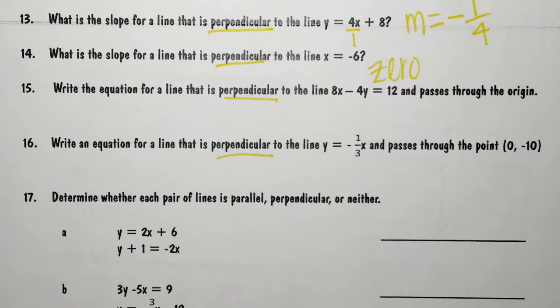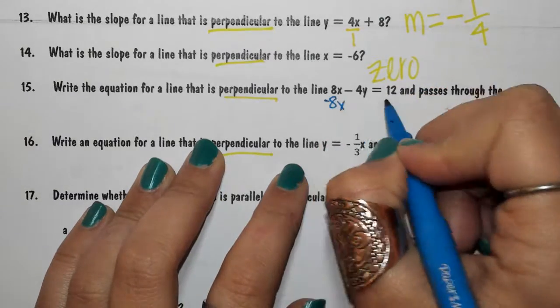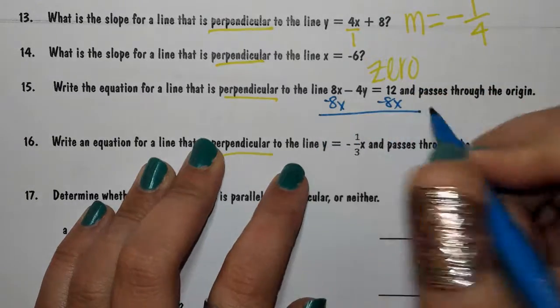We don't touch the 4 yet. Bring the 8 down, put it up on the other side. Subtract 8x. Okay, do it.